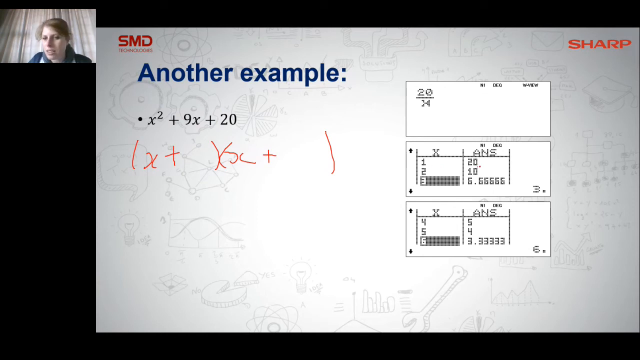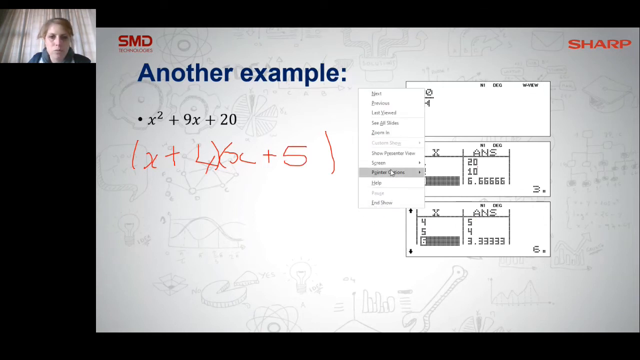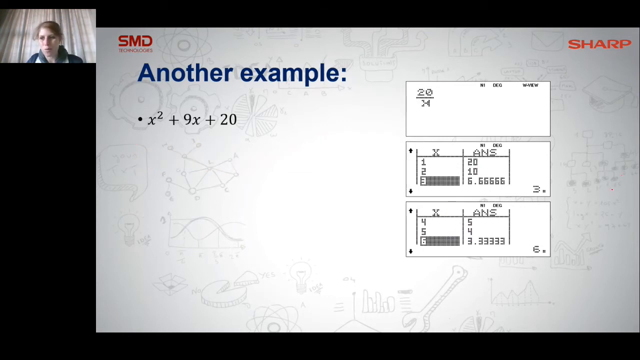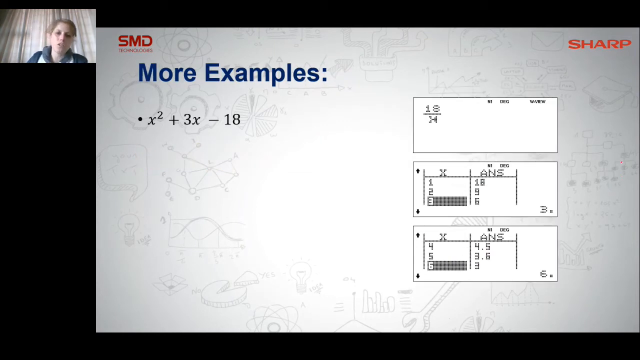1 and 20 doesn't make 9. 2 and 10 doesn't make 9. 4 and 5, yes, that makes 9. So I just write it down, and there we go. Okay, so it's a really nice method for teaching trinomial factorization. I mean, when I was doing extra maths, the one thing that they really struggled with was finding factor pairs of a number.